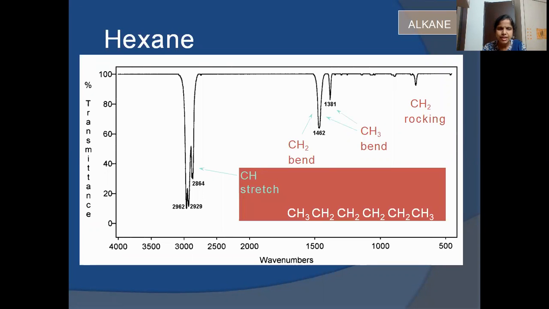So the same example again, we are looking for is hexane. Now we know that it is sp3 carbon which is present. Now this is CH2 bending. These are because of CH3 bending. And this is CH2 rocking. It is very weak.